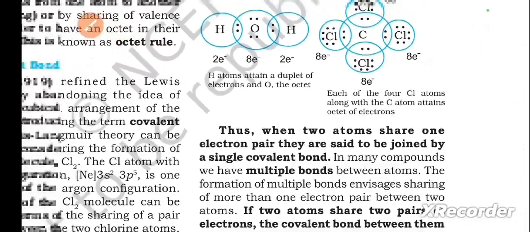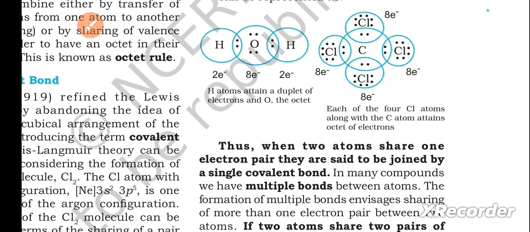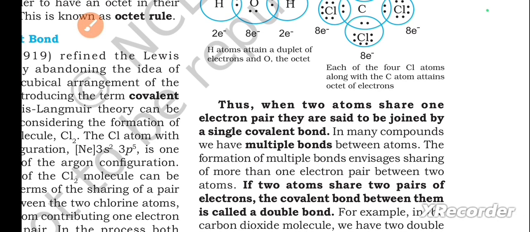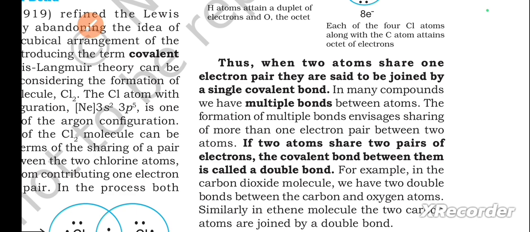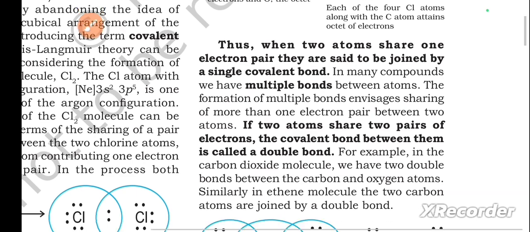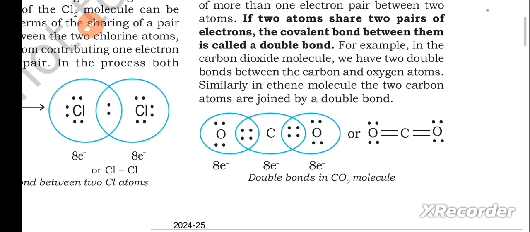Thus, when two atoms share one electron pair, they are said to be joined by a single covalent bond. In many compounds, we have multiple bonds between atoms. The formation of multiple bonds envisages sharing of more than one electron pair between two atoms. If two atoms share two pairs of electrons, the covalent bond between them is called a double bond. For example, in the carbon dioxide molecule, we have two double bonds between the carbon and oxygen atoms.